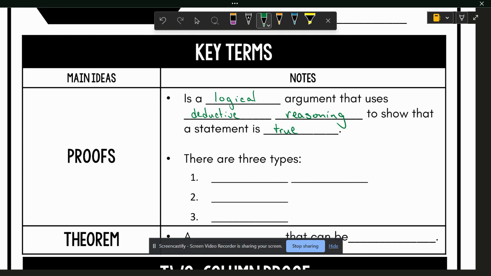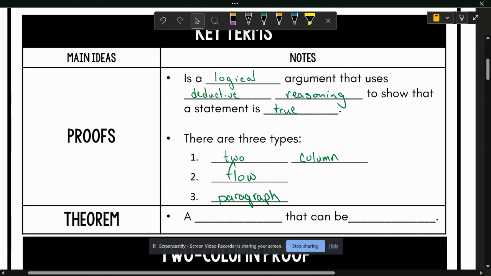There are three main types of proofs. There's the two-column proof, which is the main one that we usually use. That's the one where you make a huge T-chart, and you list all of the items that you're trying to prove. There's a flow chart or flow proof, which we don't use as much. And then there's also a paragraph proof, where you write your proof in a paragraph, just explaining what you do. We also don't use that one as much in my class.